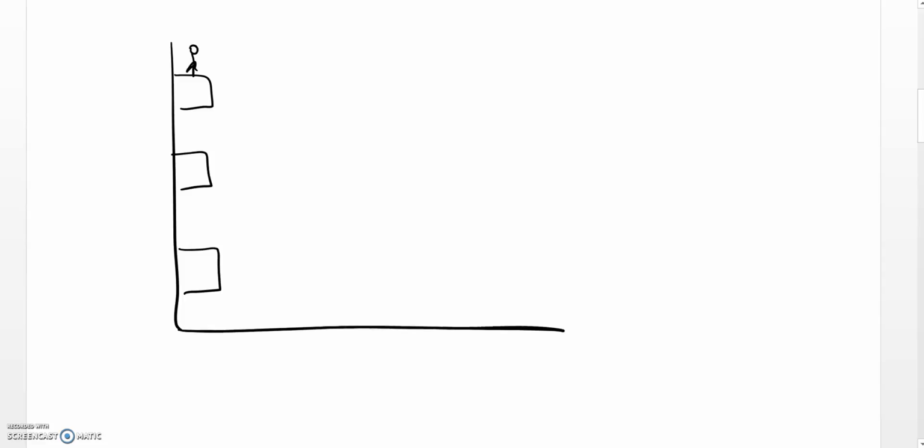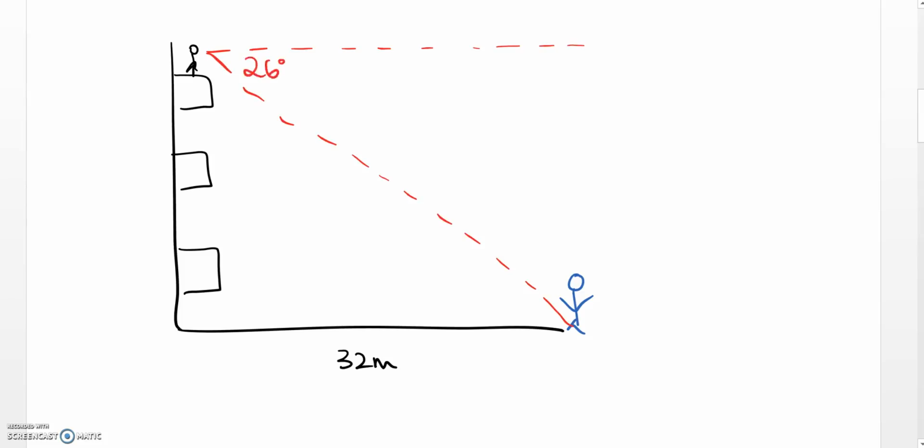So if I'm going to redraw my example, I am standing inside the balcony, not on the balcony. And that friend that I saw, for whatever reason, I knew that she was 32 meters away. There's my friend. So I start out with my line of sight, and the angle of depression that I've looked down at my friend at is 26 degrees. How high up the building am I? So we need to find the height.